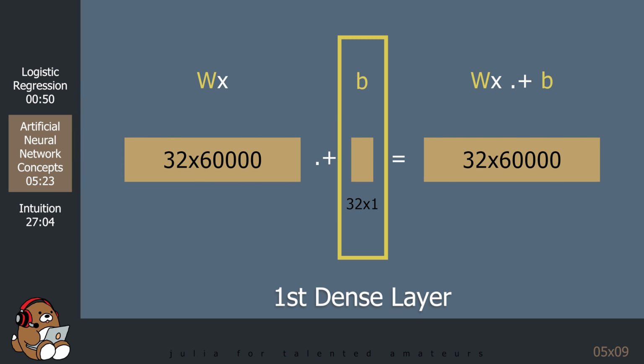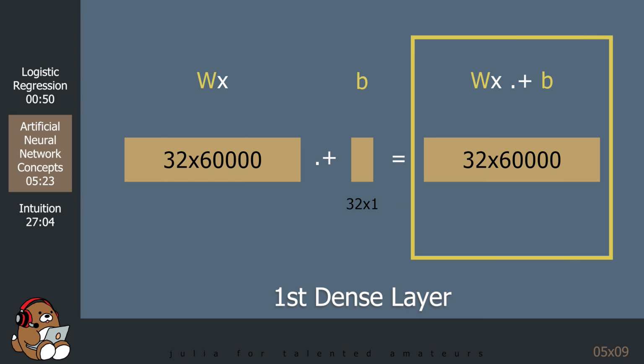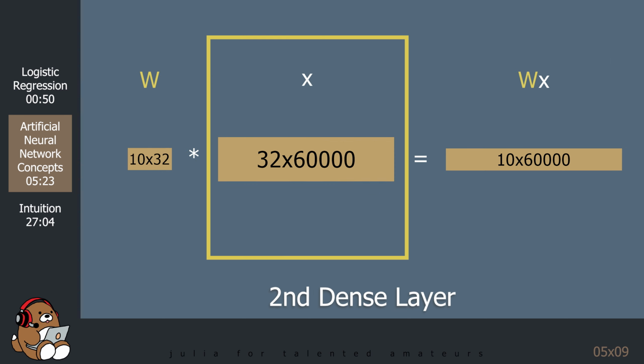The biases, or B, are contained in a column vector with 32 rows. Since we need to add this column vector to each column in the resulting W times X matrix, the model uses broadcasting. As a result, there is no change to the shape of the 32 by 60,000 matrix. This 32 by 60,000 matrix is then passed through the ReLU function, which also doesn't change the shape. This resulting 32 by 60,000 matrix becomes the input matrix for the second dense layer.